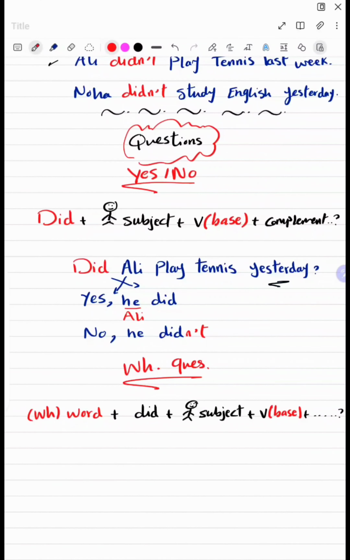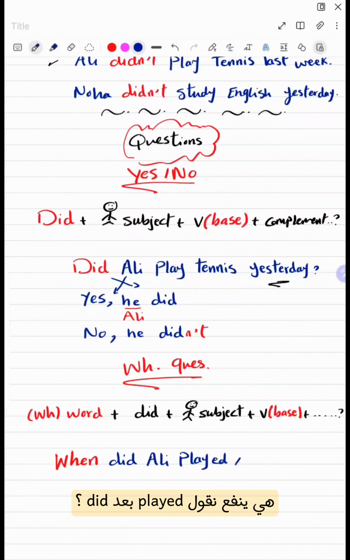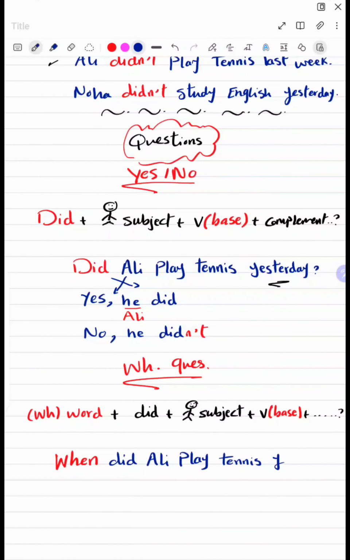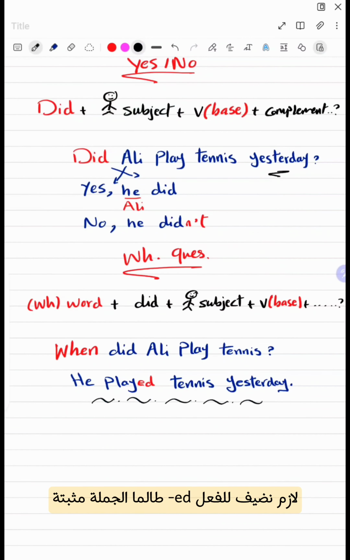And let's ask about yesterday. Since it's a time, we ask with when. When did Ali play it? Can we say this? No, base form, as I told you. Yes, when did Ali play tennis? And that's the question. No, we can't say yesterday in the question. This is the answer. So yes, when did Ali play tennis? He played tennis yesterday. We have to add the ED if it is an affirmative statement.